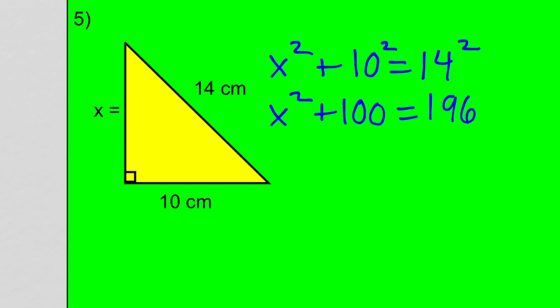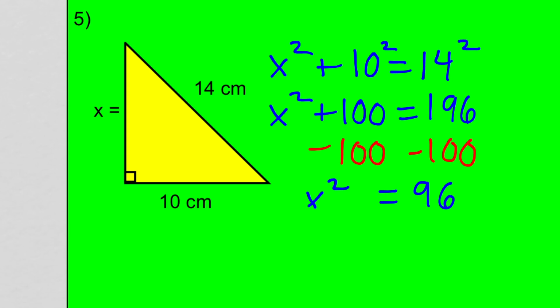Okay, we want to figure out what x squared is, so we need to make positive 100 disappear or go away. We do that by subtracting 100 from that side of the equal sign. And to keep balance in the equation, we do the same thing to the other side. So you've got to subtract 100 from both sides. The equation now simplifies to x squared equals 96.